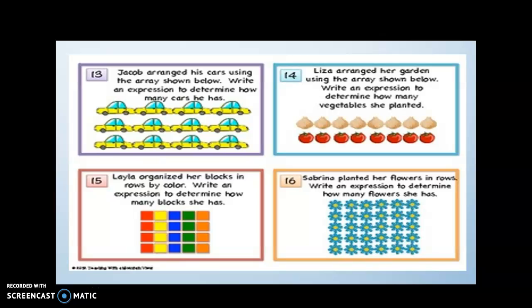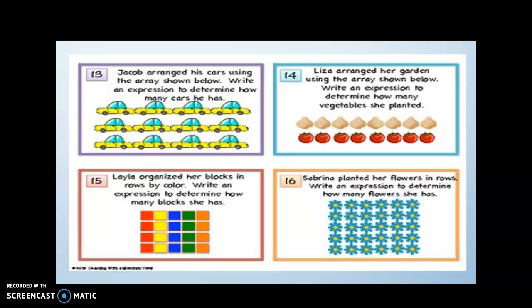The next question, Layla organized her blocks in rows by color. Write an expression to determine how many blocks she has. Raise your hand. That is correct, Chester. There are 20 blocks. Number 16. Sabrina planted her flowers in rows. Write an expression to determine how many flowers she has. That is correct. She has 30 flowers. That is 6 times 5.